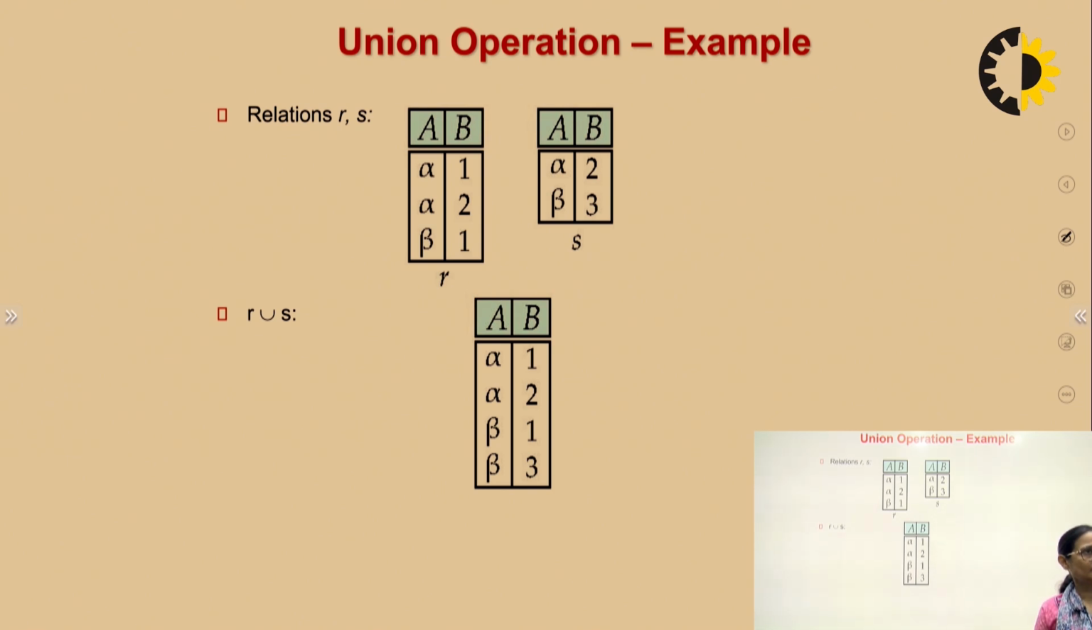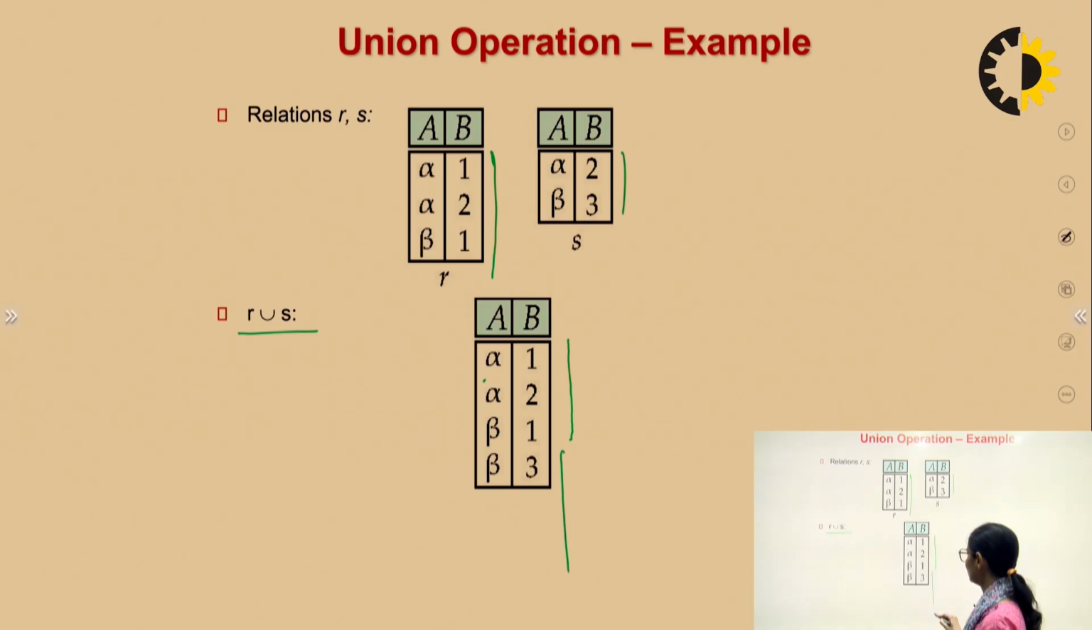Another example, for example, I am having R and S. When I create a union, then A and B, and these are the rows of this, and these are the rows of this. So this one and this one, they are both common, and we have already seen or discussed that duplicacy should be removed. So this is my final output.